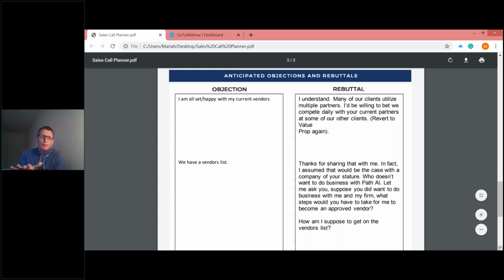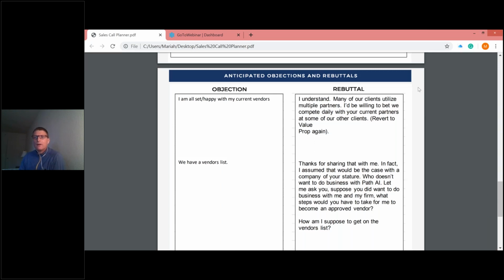So those are just the basic outline or a template of what a call plan looks like. Again, depending on the type of call that you're making, there could be other components that you might want to include in your call plan, but those are the basics. All right, let's jump into the next slide, Mariah.